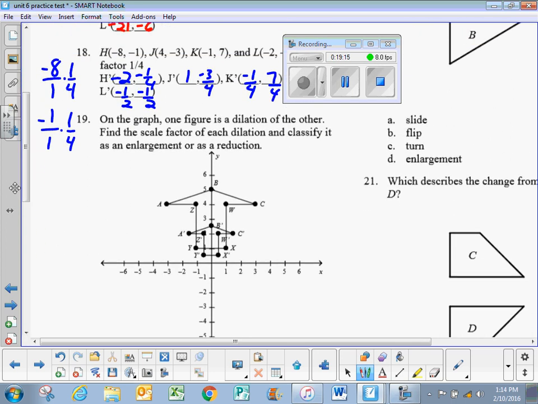Just multiply by fractions. I keep telling you guys, you need to go back and review that. Multiply across the top, across the bottom.